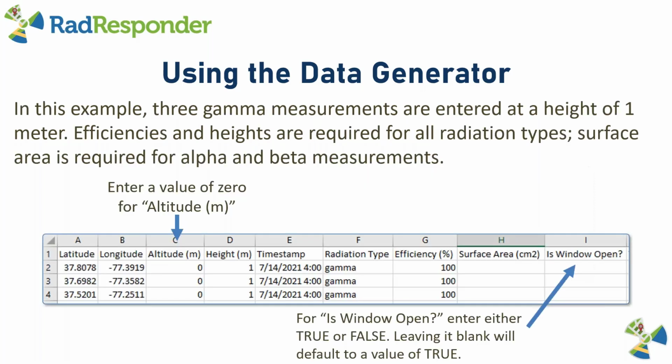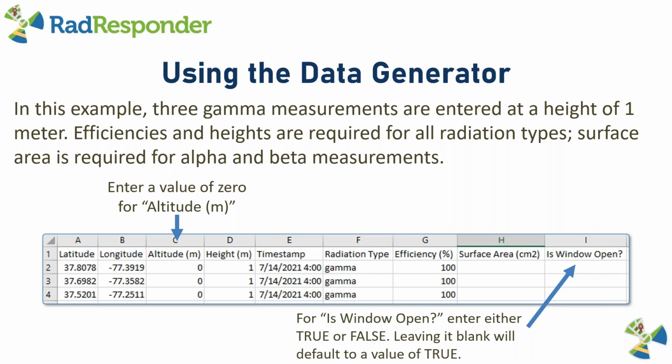It's pretty straightforward. In this example, I'm just entering 3 gamma measurements, taken at 1 meter waist height. The efficiencies and heights are going to be required, and surface area is required for alpha and beta measurements. I'm going to go into this table and populate in lat longs. For the altitude field, that's something we basically can't leave out. I know it doesn't really pertain in this case, but for some back-end reasons, you need to supply an altitude. That can just be 0.